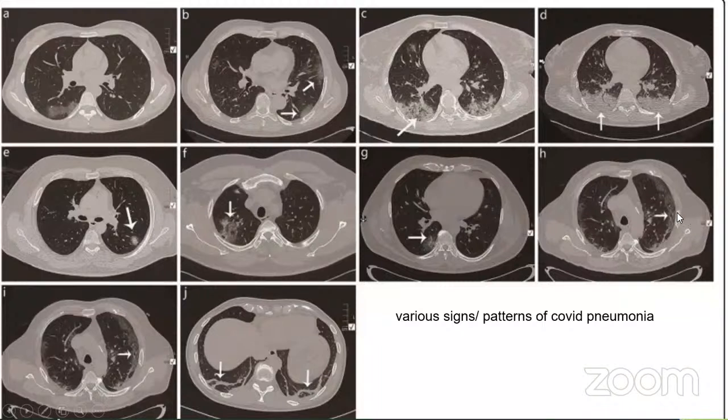Here we can see microcavitation and early reticular band formation. Here also we see the band is getting denser and thicker. So these are the stages of fibrosis where we can see thick fibrous bands. So if any of these findings are present with clinical suspicion, we suggest it as COVID pneumonia.